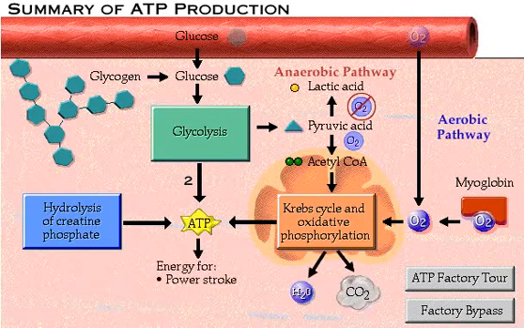Recall that ATP is used by the muscle cell for the power stroke of the cross bridge, for disconnecting the myosin head from the binding site on actin, and for transporting calcium ions back into the sarcoplasmic reticulum. The mechanisms that produce ATP can be compared to a cellular factory. To see animations of these processes, click the ATP Factory Tour button. To skip the tour, click the Factory Bypass button.